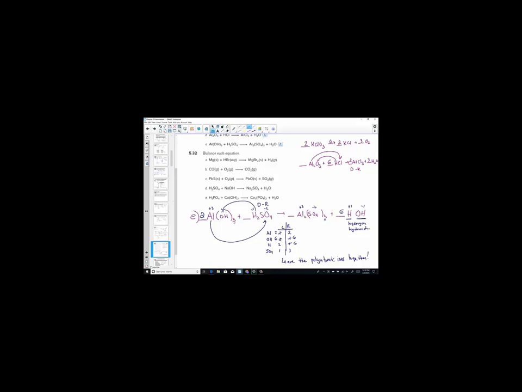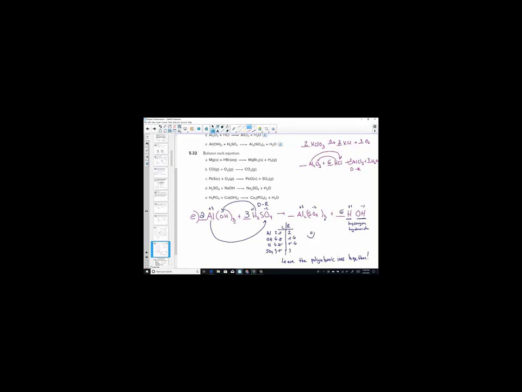Let's get the hydrogens to work. So we have 6 on the right. Let's try a 3 right here. Repair your T-chart. 3 times 2 is 6 hydrogens and 3 groups of sulfate, 3 units of SO4, and we've balanced the equation. 2, 3, 1, 6 balances letter E from our first problem.